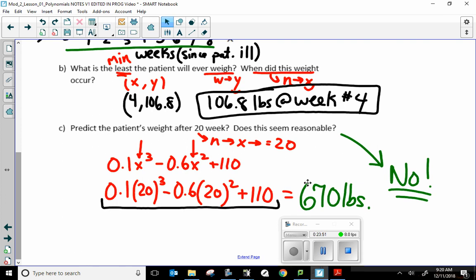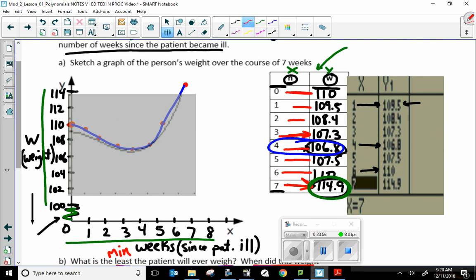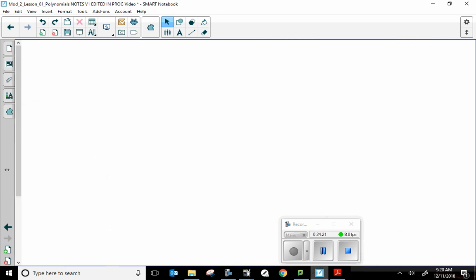Someone who weighed, when this whole sickness started at week 0, 110 pounds, for them to balloon up to 670 pounds is not reasonable. It didn't say, is it possible? It is certainly possible for a human to weigh 670 pounds. Otherwise, they wouldn't have such wonderful shows on TLC like that. But it is not reasonable. Big difference in the question.